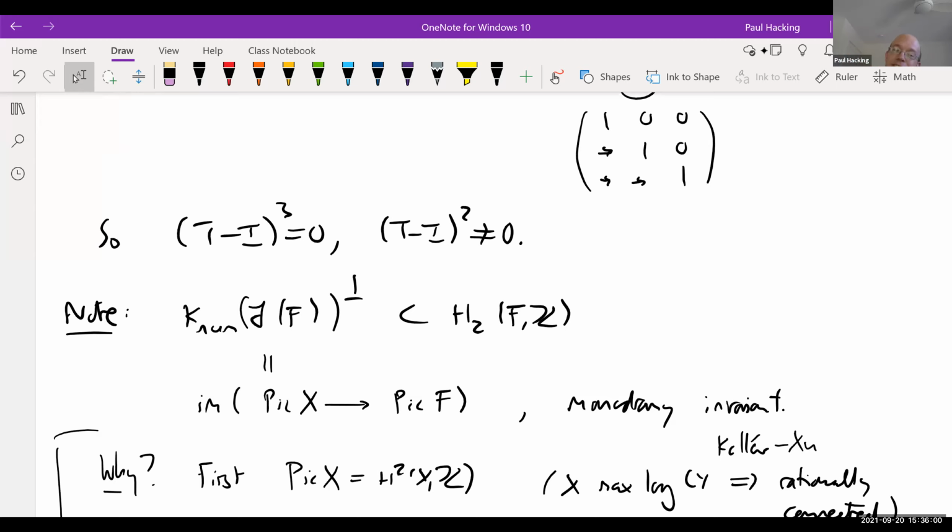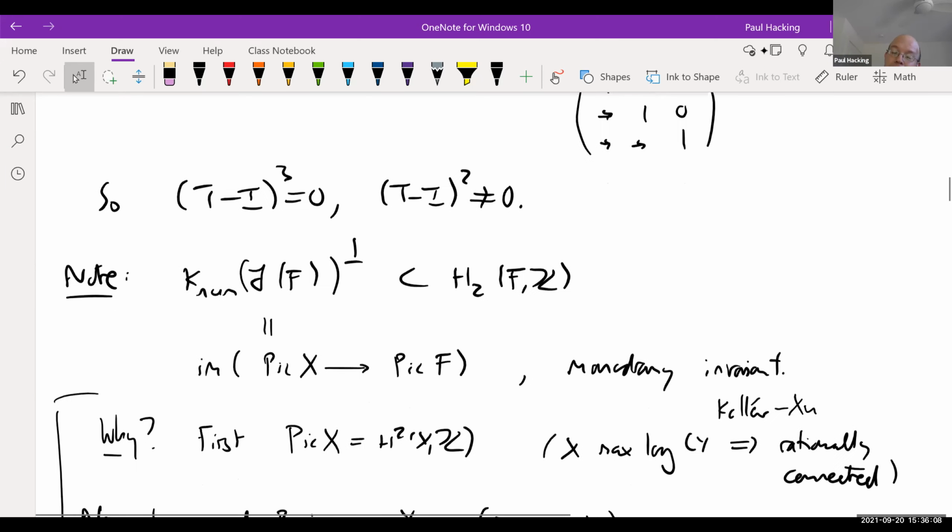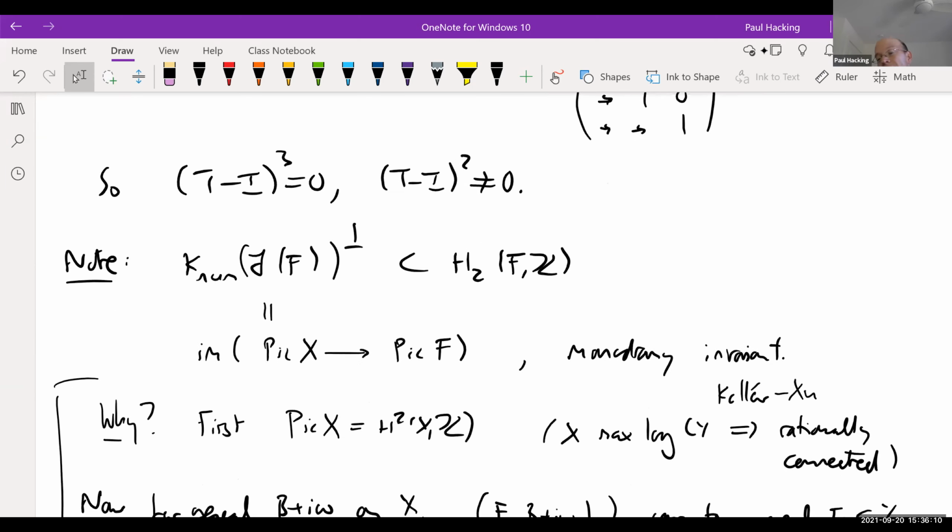So let me briefly explain this. The first thing you need to know is that because X_D is a log Calabi-Yau, there's a theorem of Kollár and Xu that because it has this maximal boundary, a boundary zero stratum, it has to be rationally connected, which in particular implies via the exponential sequence that the Picard group is topological. So the first Chern class is an isomorphism.